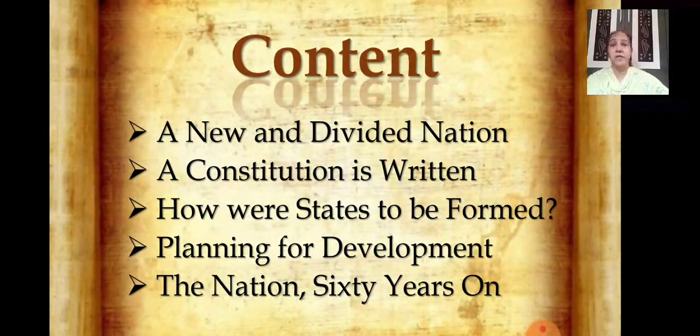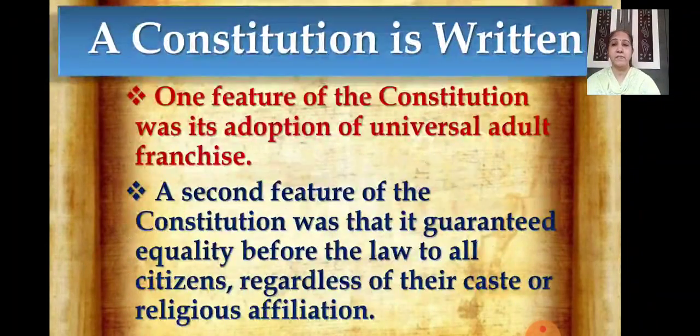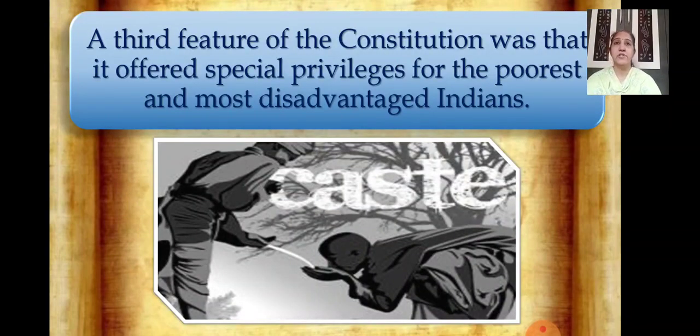Now in this video lesson, you will be learning about the third feature of the Constitution. Let's begin with that. This is what we have already seen in our last live lecture, right? These two features. Now moving to the next one. The third feature of the Constitution was that it offered special privileges for the poorest and the most disadvantaged Indians.